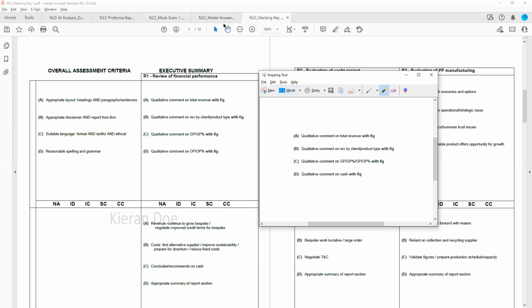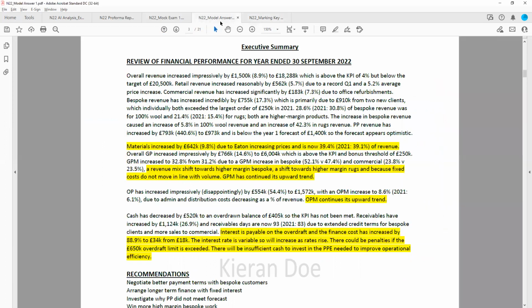So therefore, as a starting point for your exec summary, you can copy over your conclusion. So you've got those main points in there. You've got those main factual points. You've got that key subject matter in there. Revenue has gone up by this, with the brief reason, retail, commercial, all of the individual client types have gone up. Gross profit's gone up by this, operating profit's gone up by this, cash has gone down by this.